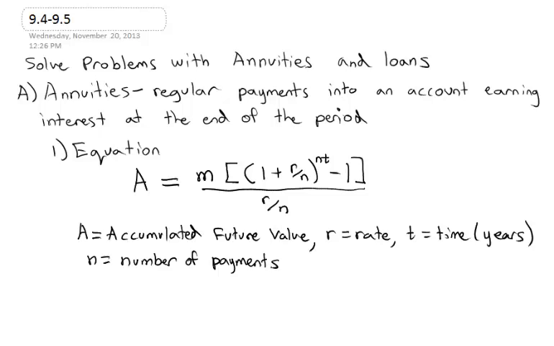So if you're making quarterly payments into the account, it's going to be 4. If you're making monthly payments into the account, it's going to be 12. If you're making semi-annual payments into the account, it's going to be 2. The only real new variable here is M, and that's the regular payment. And we use M because most often we're talking about monthly payments, so much going into accounts every month.